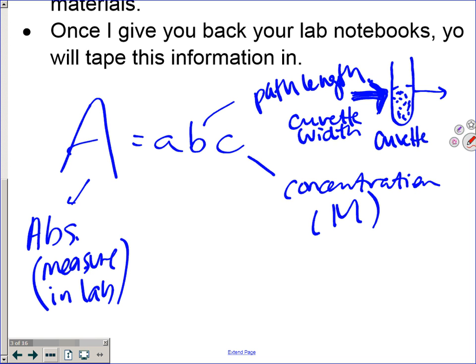So in order to control that variable, what do we need to do in our lab? Use the same cuvette supposedly every time. We should be trying to do that.